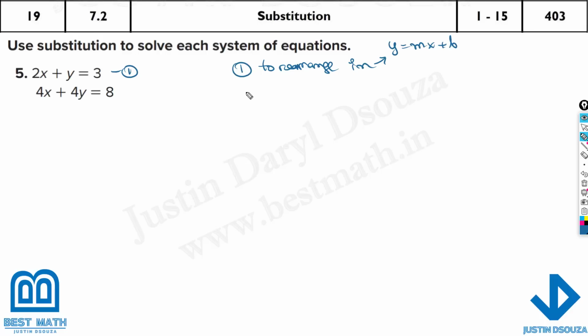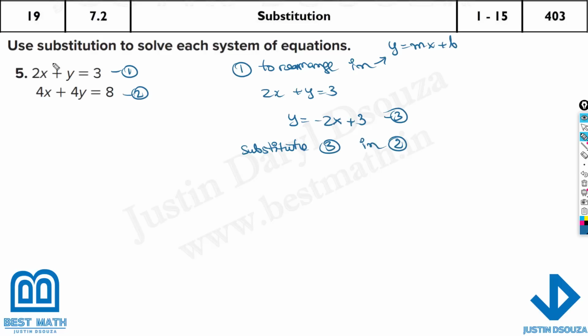I'm choosing equation 1. Now 2x plus y is equal to 3 can be rewritten as y is equal to minus 2x plus 3. Now this is the newly formed equation 3, because this is equation 2. Now we will substitute equation 3 in the second equation. You can't substitute this in the first one because then it'll be an identity. You have to put it in the other equation.